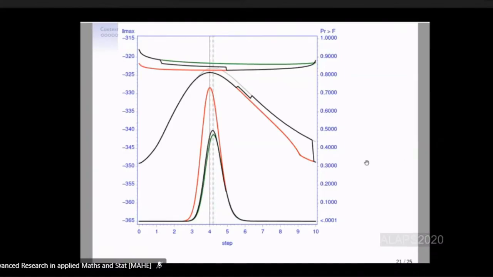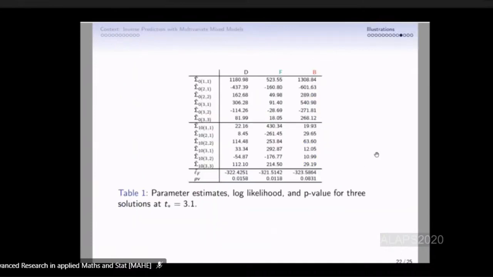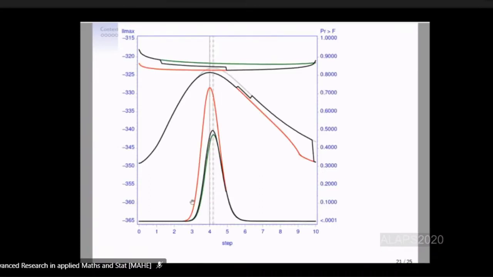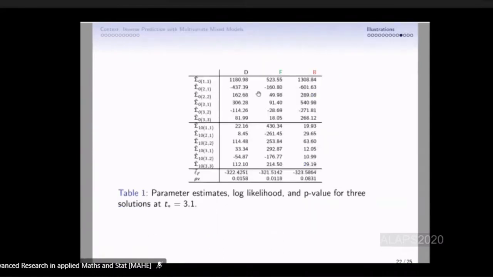So for a value of T star at 3.1, roughly here, if you look vertically here, I looked at that as a place where there are three different solutions. So the default or constant gave these estimates of the variance components, forward gave these, backward gave these. And immediately you see that even the scale seems different. This column doesn't look like that, doesn't look like that. They're quite different estimates of the variance components.